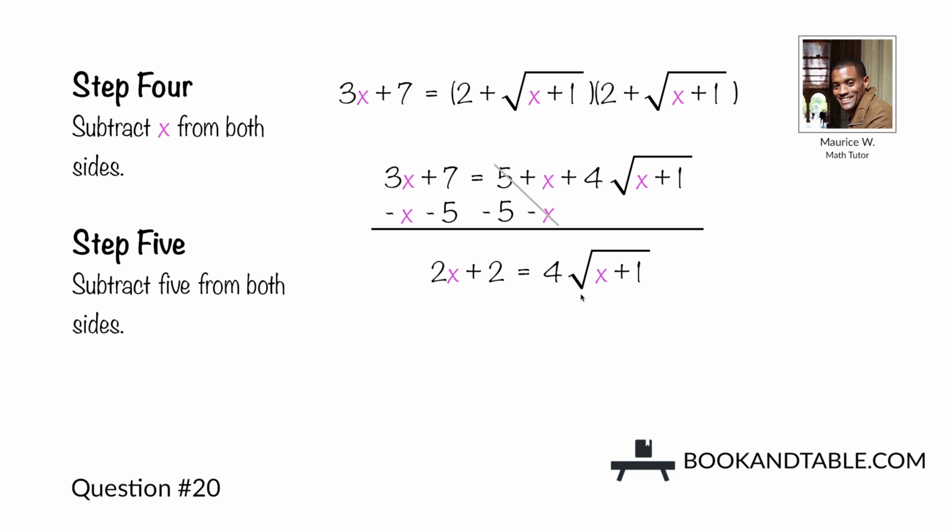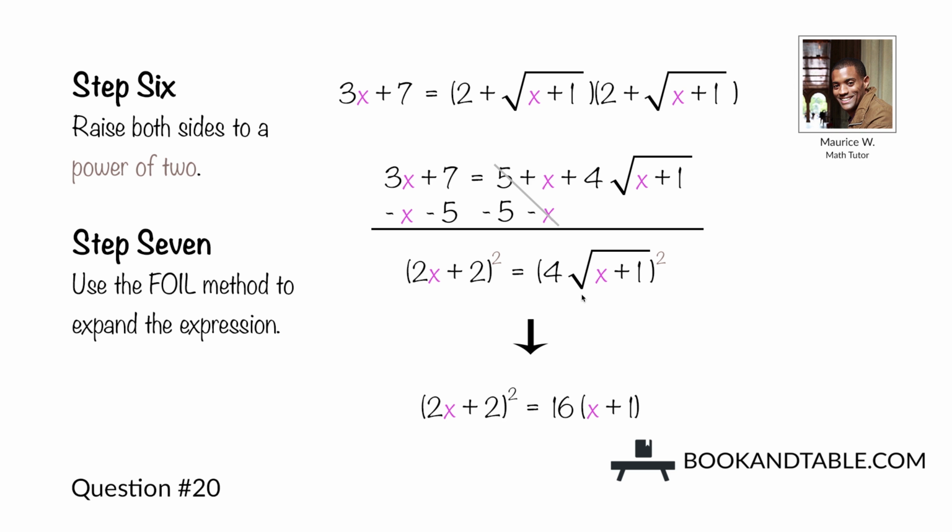Square both sides now to eliminate this radical, giving you 2x plus 2 squared on the left side. 4 squared is 16 times x plus 1 on the right side. The radical times itself gives you x plus 1. 16 times x is 16x. 16 times 1 is 16.